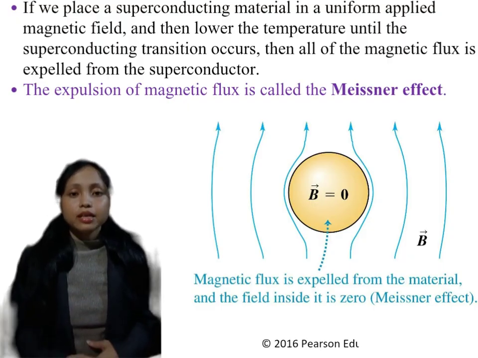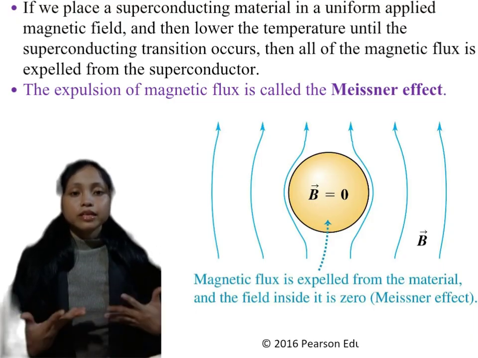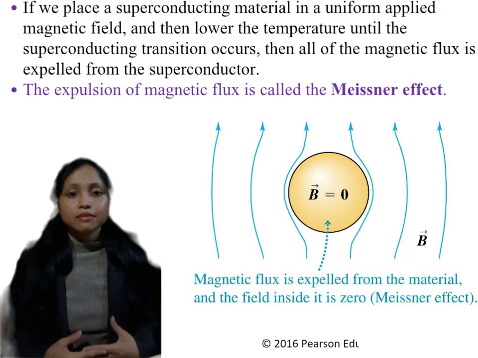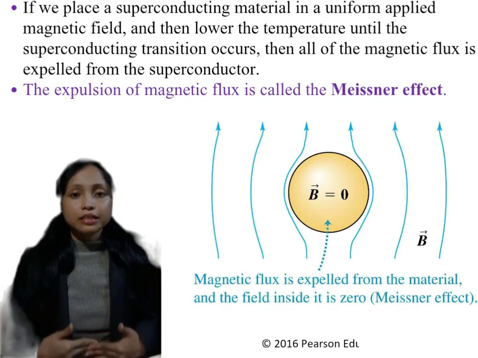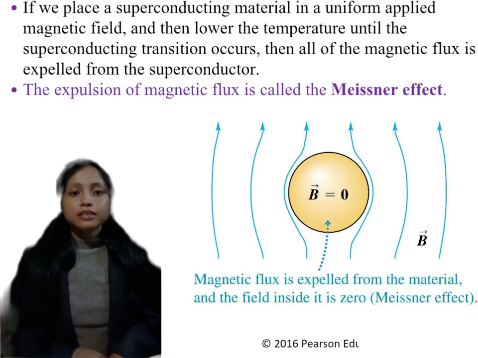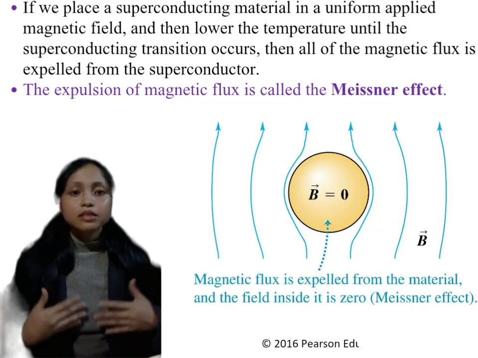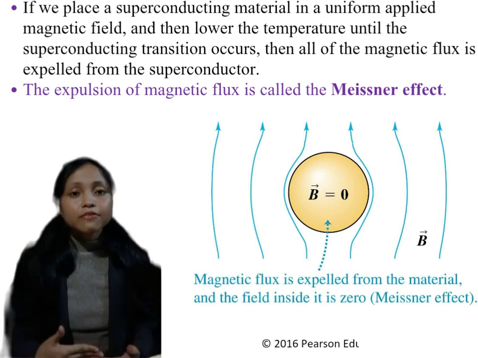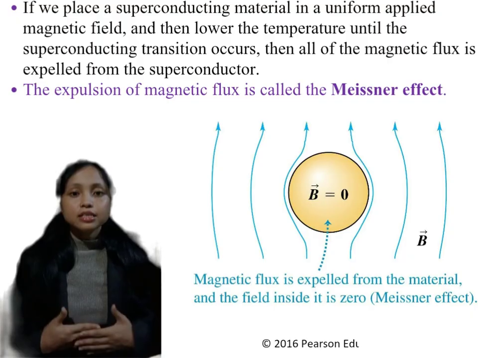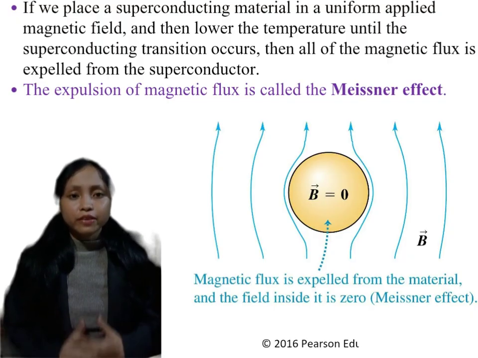At this point, something very remarkable happens. Instead of allowing the magnetic field to remain inside, the superconductor expels all magnetic flux from its interior. This means that the magnetic field inside the superconducting material becomes zero. On the diagram, this is shown by the label magnetic field B equals zero inside the circular object. This complete expulsion of magnetic field is called the Meissner effect.